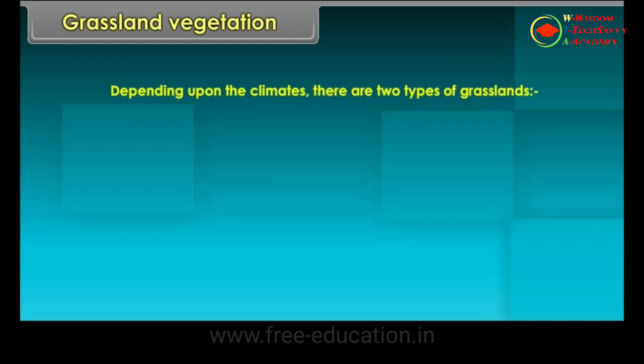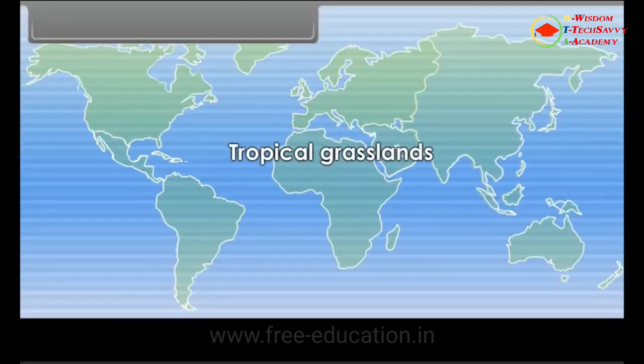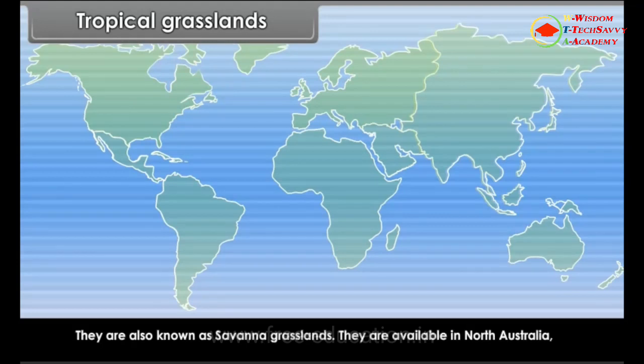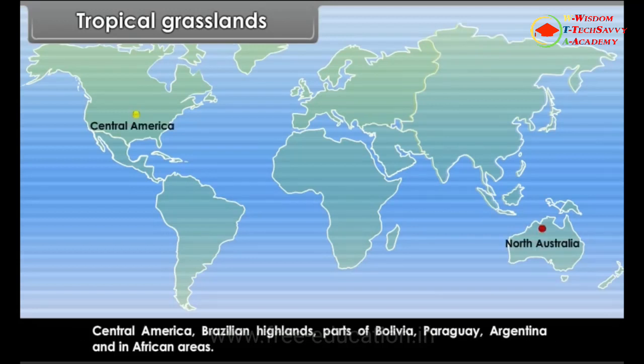Depending upon the climates, there are two types of grasslands: tropical grasslands and temperate grasslands. Tropical grasslands. They are also known as savanna grasslands. They are available in North Australia, Central America, Brazilian highlands, parts of Bolivia, Paraguay, Argentina, and in African areas.